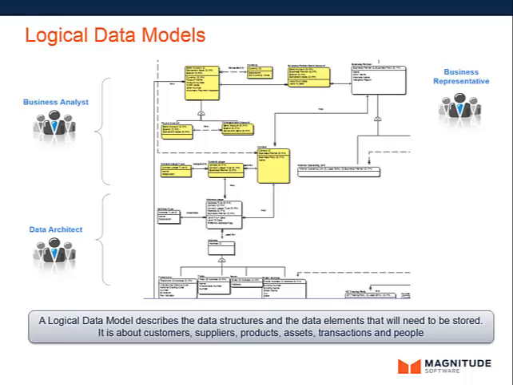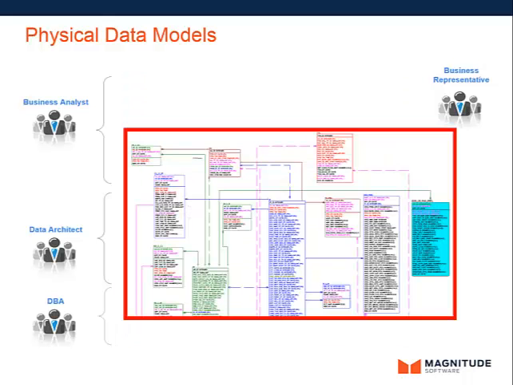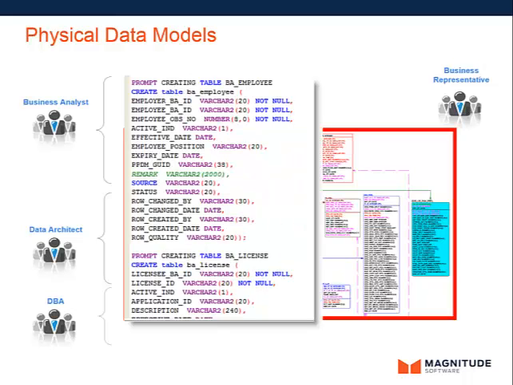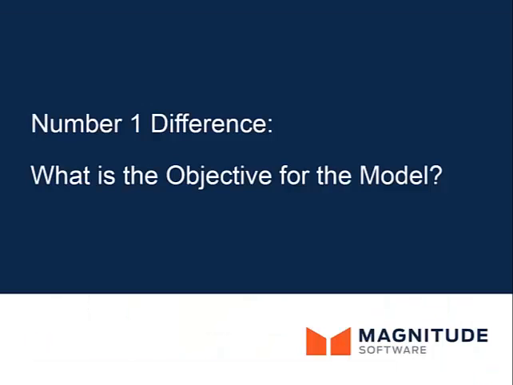And then the third model, the physical model, it's really not the domain of the business analysts anymore, more the data architect and the DBA. And it's more complex. It replaces much of the information in the logical model by columns and foreign keys and data tables. And it is what enables the DBMS to store data about our customers, suppliers, products, assets, transactions, etc. So those are my three types of models. So let's just try and look at the differences between these three sorts of models.